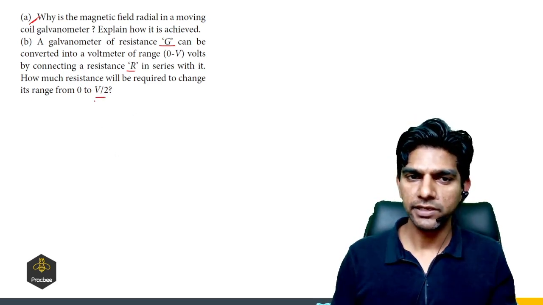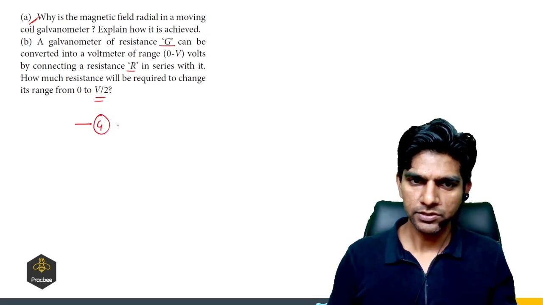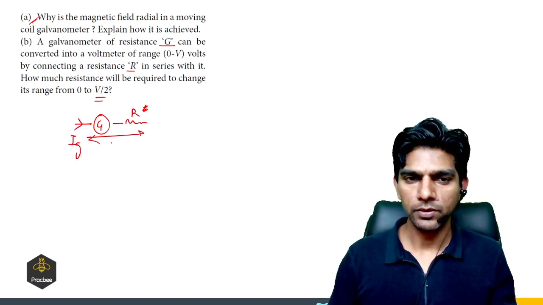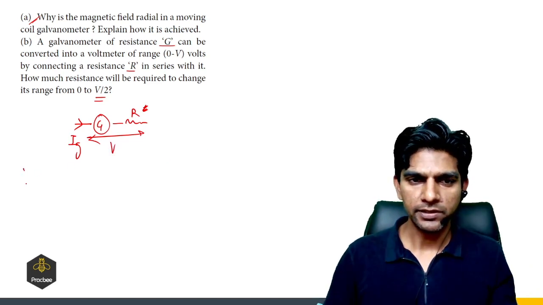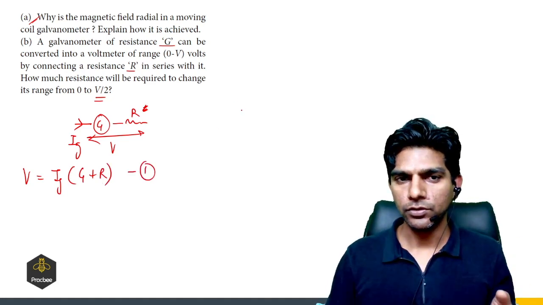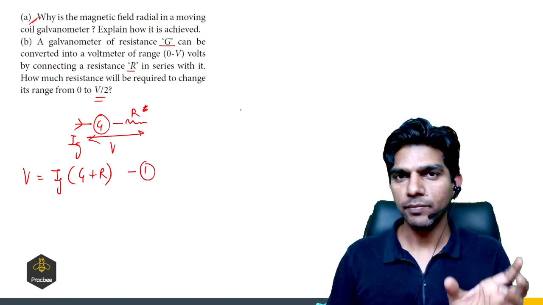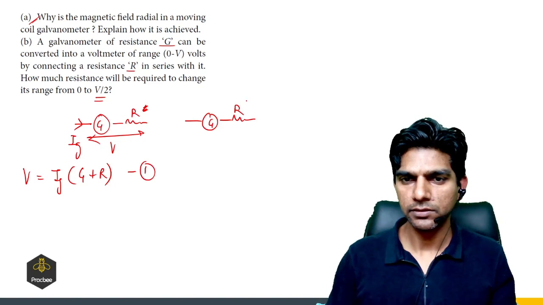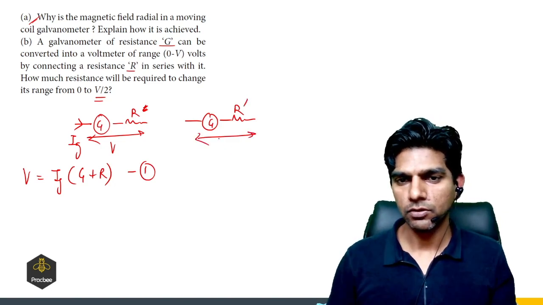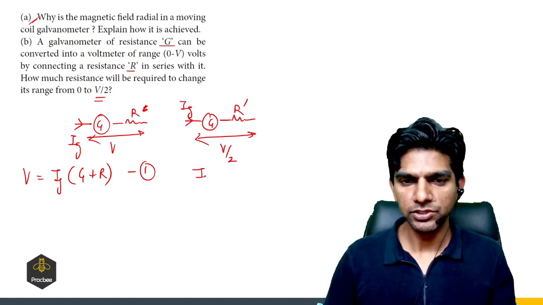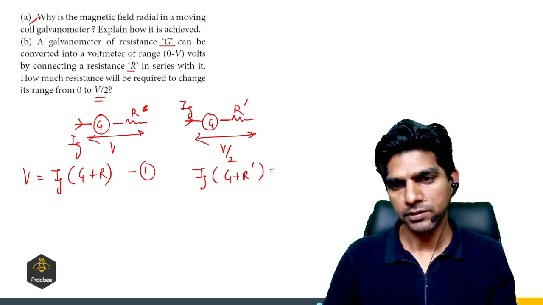So if I want to have this range, let me show you. So this is G, and let's say this is R prime. Let me first take it as R, right? And there is a current of Ig, and the voltage drop across this device is V. So we can say V is equal to Ig times G plus R. So that is the first equation. Now we want to decrease the maximum voltage that can be measured with the voltmeter. So this is the galvanometer. Now we have connected a resistor R prime, and the voltage drop across this device is V by 2 when the current is Ig. So we can say Ig times G plus R prime is equal to V by 2.